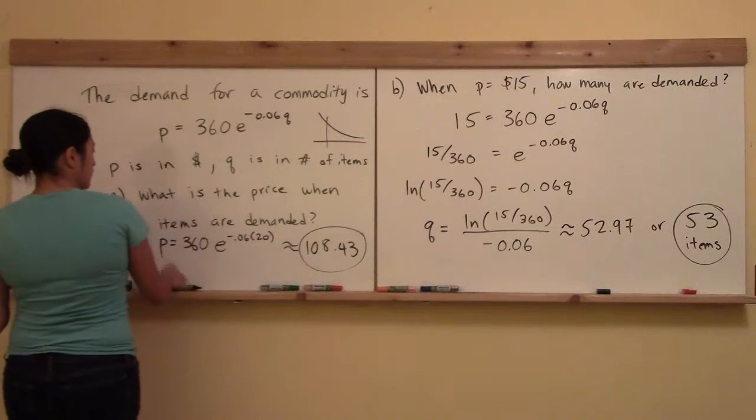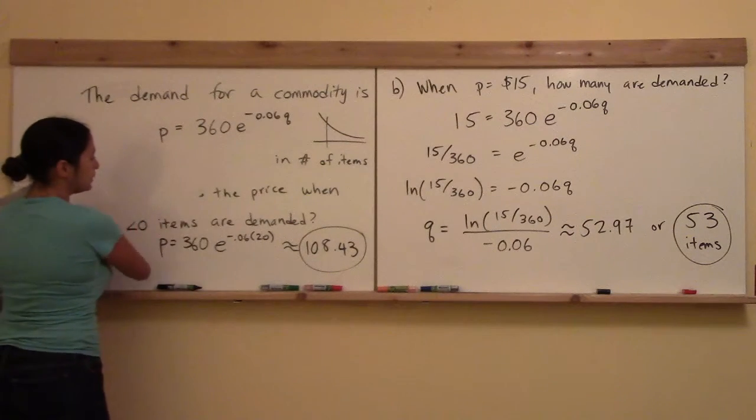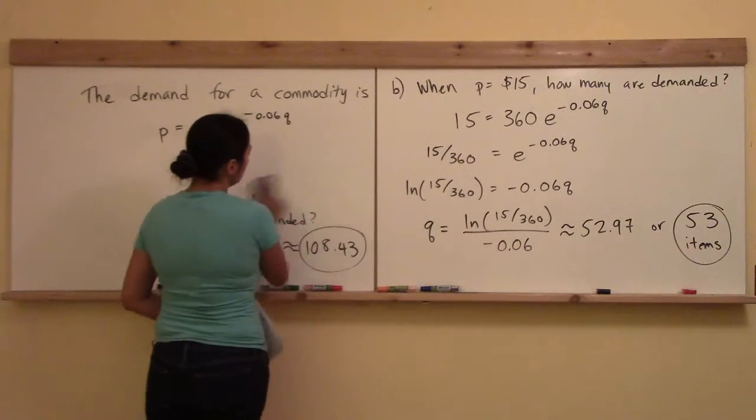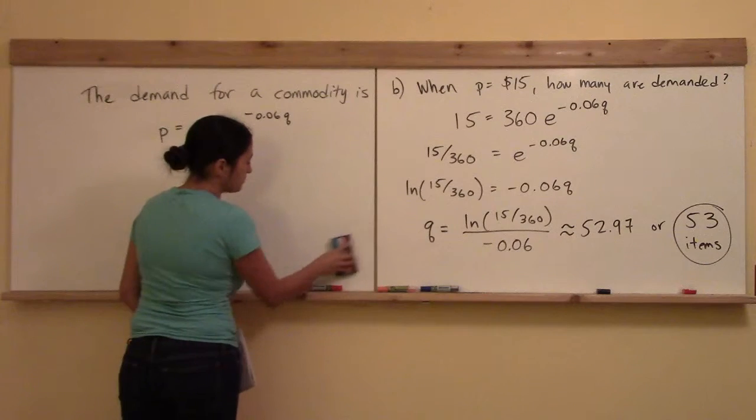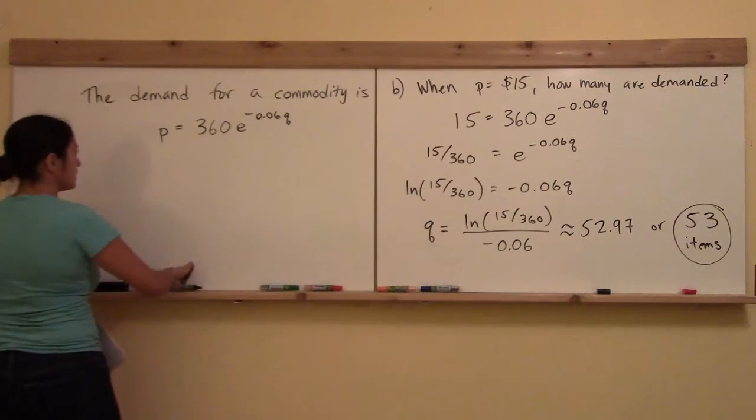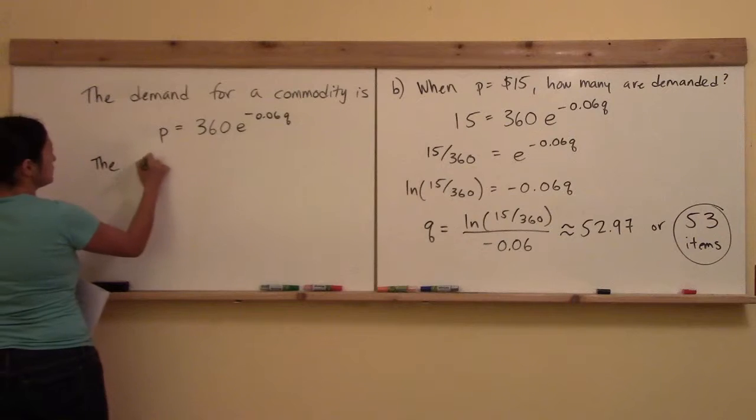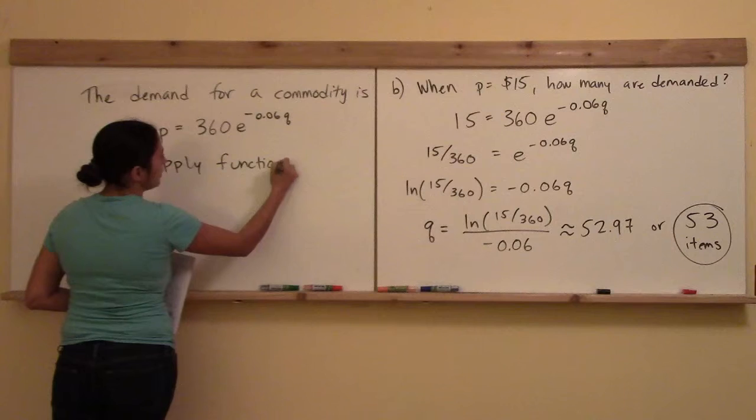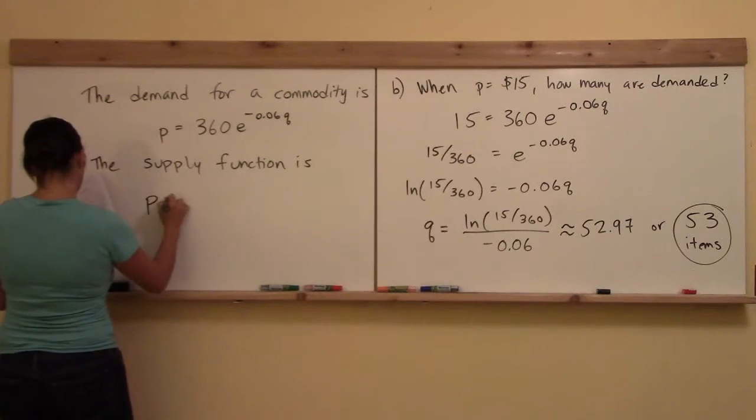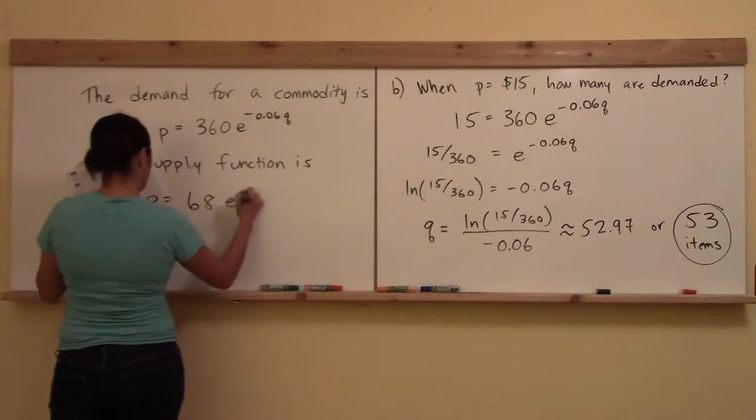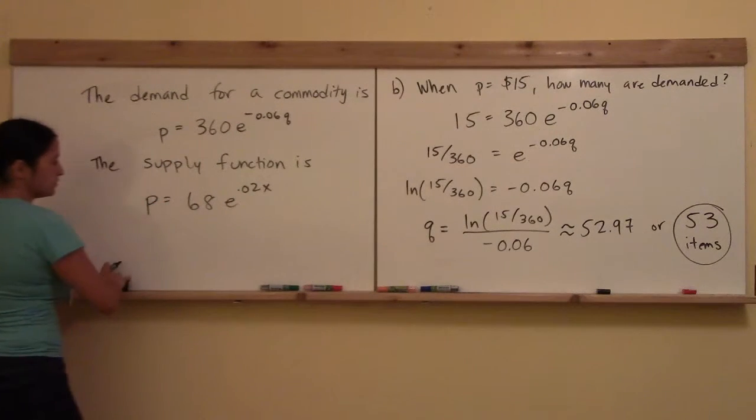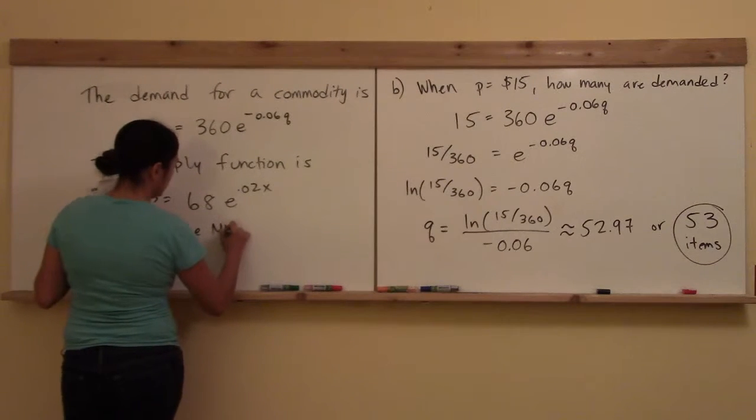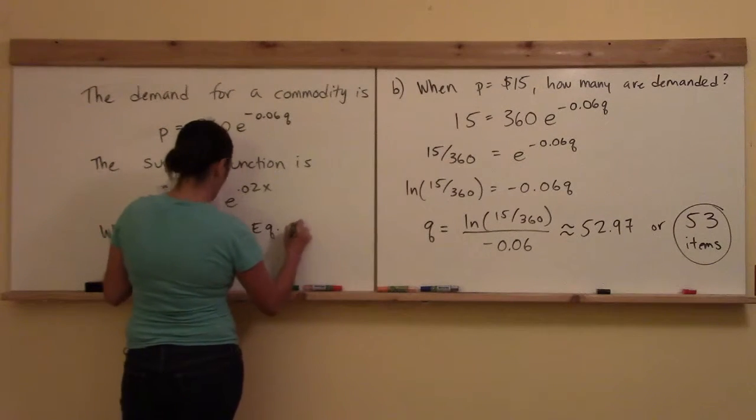The last thing that I want to show you guys with this is going to be the question of market equilibrium. Let's say that we're choosing to model both our demand and our supply functions with exponential forms now. We'll have the demand function as that, and the supply function for the same commodity, let's say, is given by P is equal to 68e to the 0.02x. What is the market equilibrium quantity?